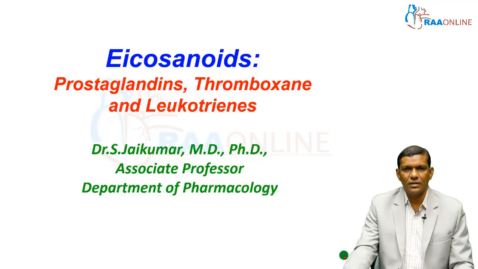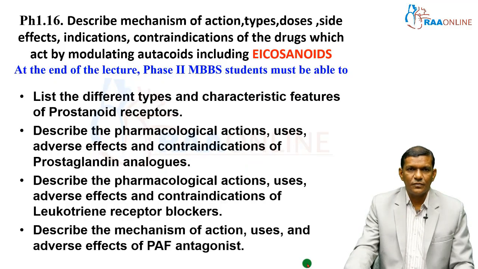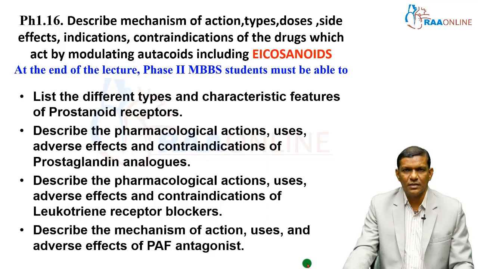Today I am going to take you through the topic Eicosanoids, which comprises three important factors: prostaglandins, thromboxane and leukotrienes. Prostaglandins are going to be very important because there are quite a few therapeutic uses for them. First, the competency we are going to discuss is that students should be able to list the different types and characteristic features of prostanoid receptors.